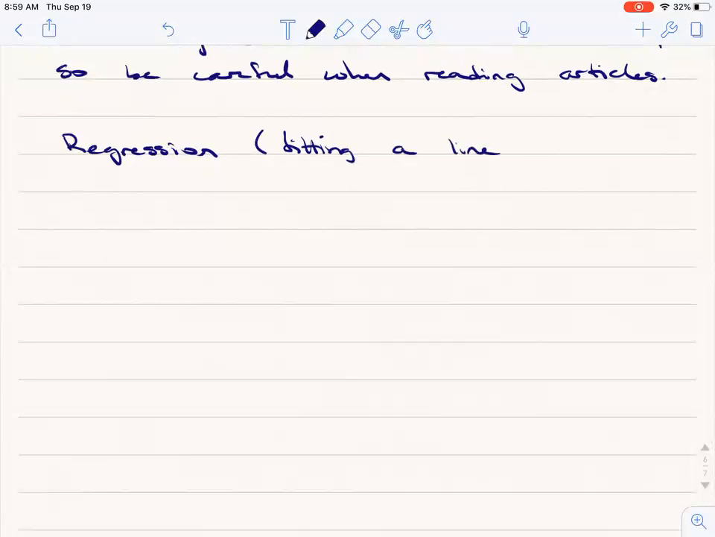Fitting a line of best fit. I guess drawing a line of best fit, but we usually say fitting. Model.